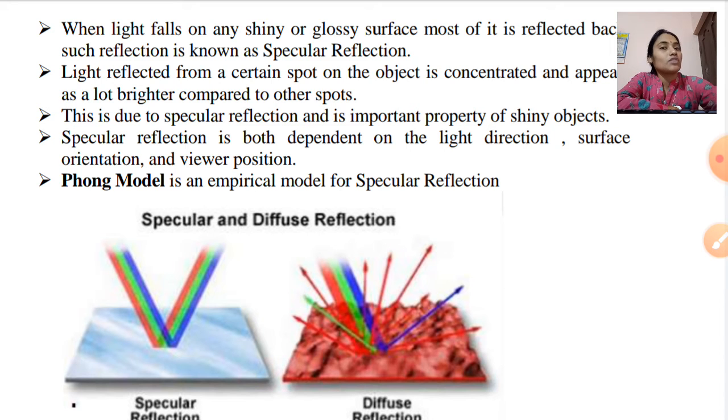That means specular reflection is dependent on the light direction, the surface orientation, and also the viewer position, in which position the viewer or the person is standing. Okay, here the Phong model is the empirical model for specular reflection.